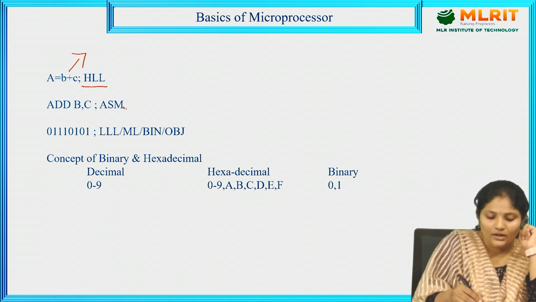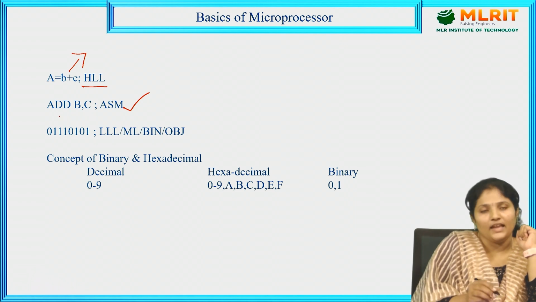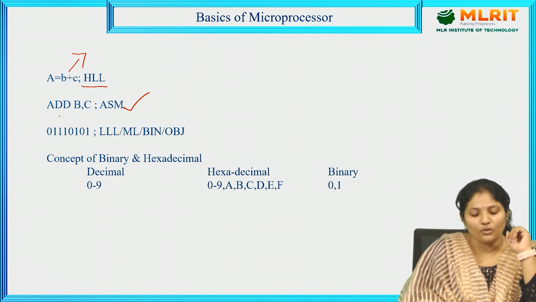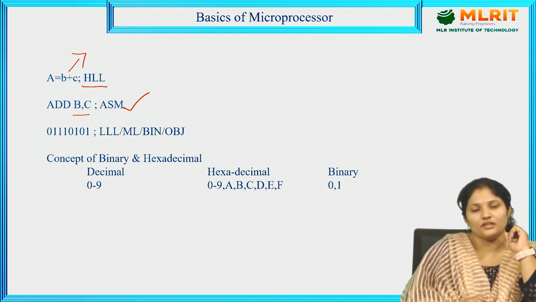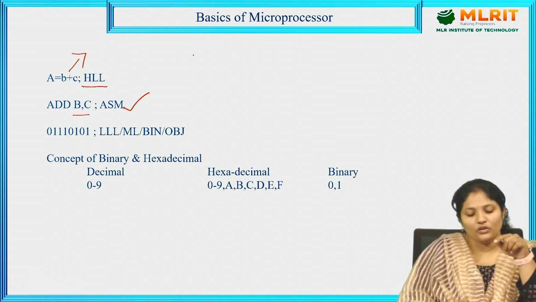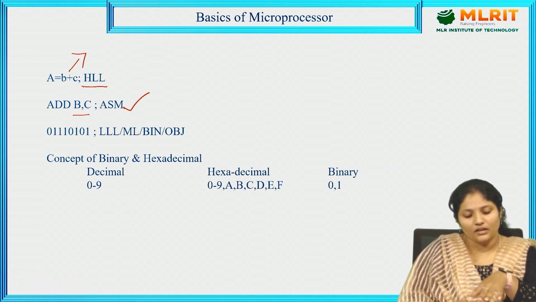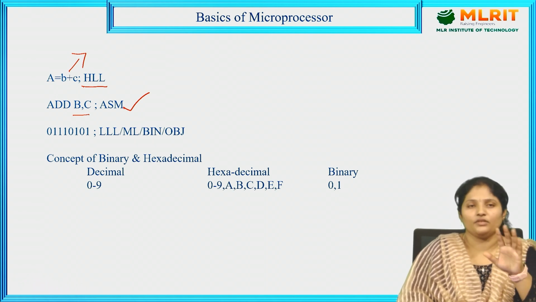So the second one is ADD B comma C. ADD is nothing but the arithmetic addition operation. We are performing the addition operation between two registers. Registers are another concept. I would like to explain that in the architecture of 8086. Okay. For now, a register is used to store temporary data.